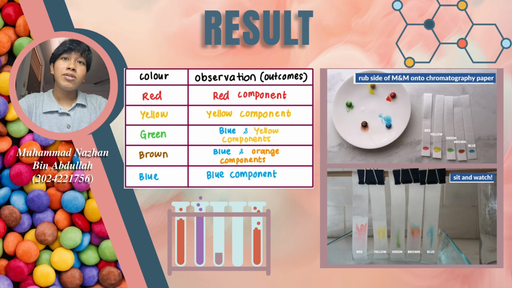Overall, the results show that red, blue, and yellow M&M's mainly contain one dominant dye, while green and brown M&M's contain a mixture of two or more dyes. This experiment demonstrates that paper chromatography is an effective method for separating and identifying food dyes in candies based on their different solubilities and attraction to the chromatography paper.